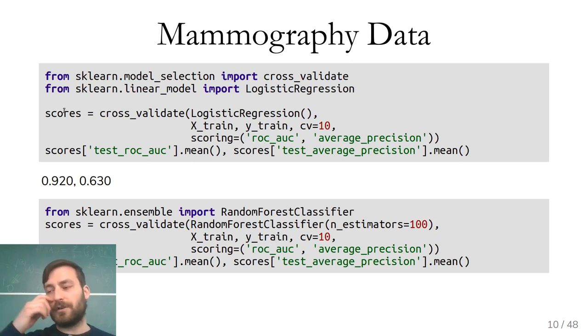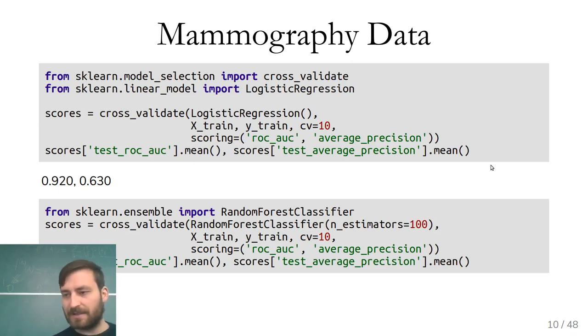Scores will now return a dict of the different scores over the different folds, and so I compute the test ROC AUC mean over all the folds, and the test average precision mean over all the folds. You can see the ROC AUC is 0.92, which kind of sounds good, and average precision is 0.63. Then I'm doing the same thing for the random forest, and the test ROC AUC is 0.939, and the average precision is 0.722.